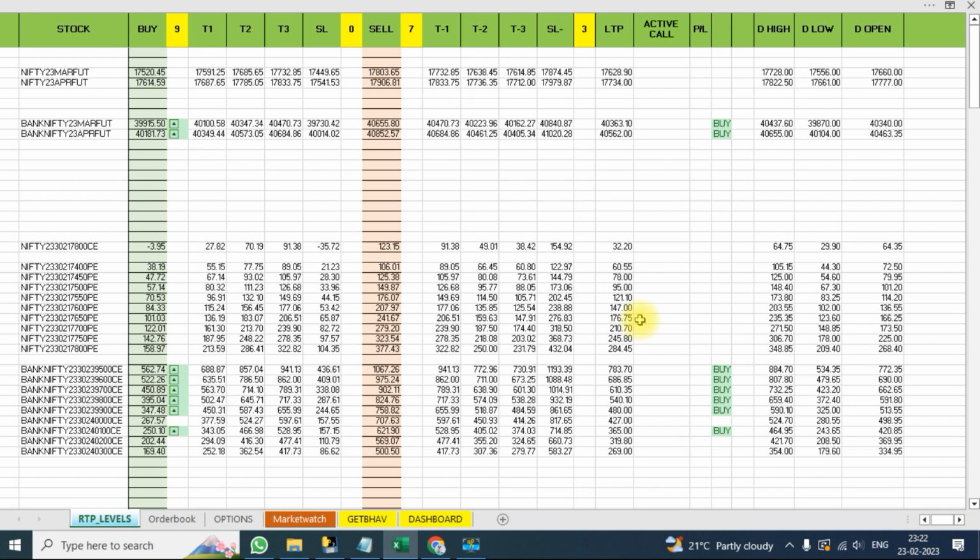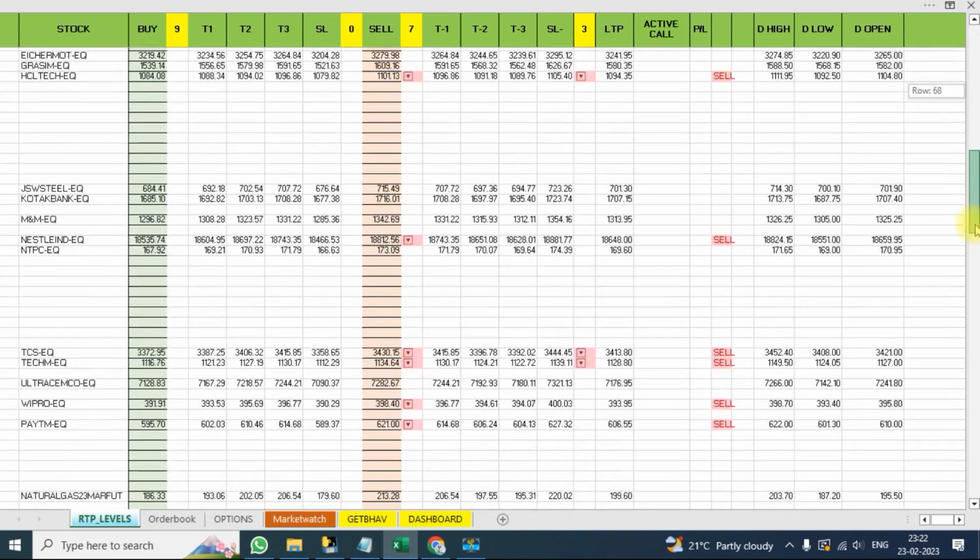After a long gap, I am recording this video. In this video, I am going to show you a quick demo of the scanner we have built, a live scanner. I just want to show you how it works and how it gives intraday buy and sell signals in the live market, and how accurate these levels are. So you can see this here.